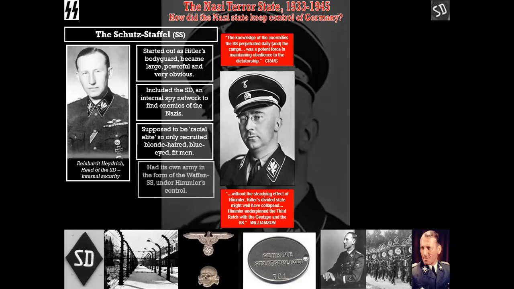And finally, of course, it had its own army in the form of the Waffen-SS, the force of the SS, which was under Himmler's direct control.